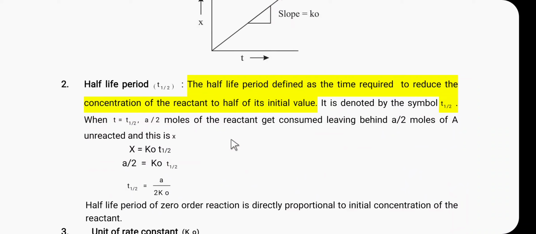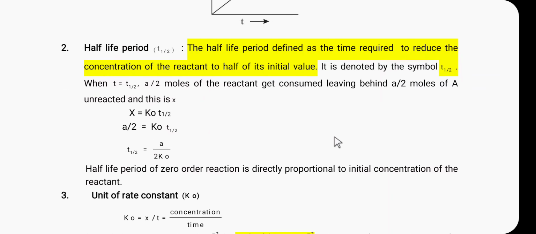The second characteristic feature is the half life period. Half life period is defined as the time required to reduce the concentration of the reactant to half of its initial value, and it is denoted by the symbol T1/2. That means here half of the reactant will be consumed and half of the reactant will remain unconsumed. So, whatever time is required, that time is called the half life period, and it is denoted by symbol T1/2. So, let us calculate half life period for the zero order reaction.